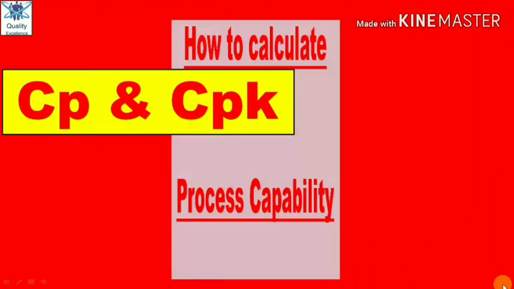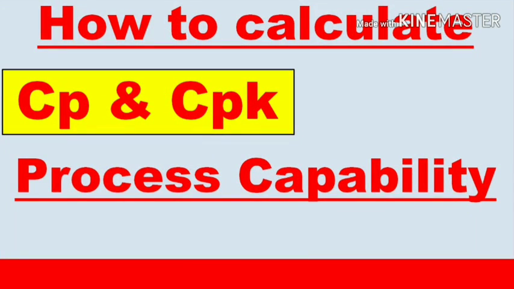Today we are going to discuss how to calculate process capability, which is CP and CPK. CP is nothing but the process capability ratio, and CPK is nothing but the process capability index.